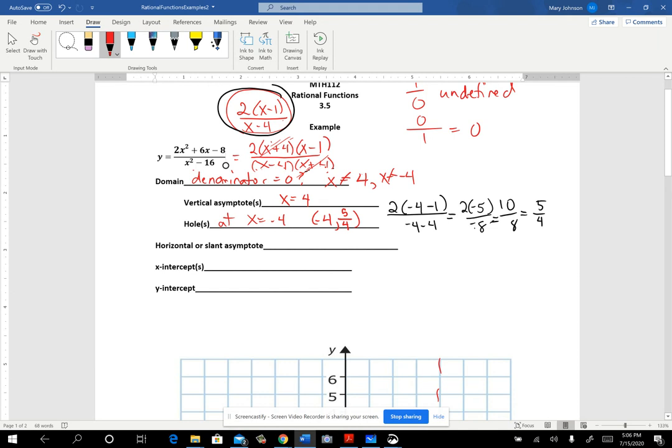And the next thing I look at is horizontal or slant asymptote. That's the end behavior. And if I'm trying to determine the end behavior of this, I can just use those rules on the notes page. I can look at the degree and notice that the degree on top equals the degree on the bottom. And if the degree on top equals the degree on the bottom, then I know it's going to have a horizontal asymptote, and I can just take those leading coefficients, 2 on top divided by 1 on the bottom, and I know my horizontal asymptote is going to be y equals 2.